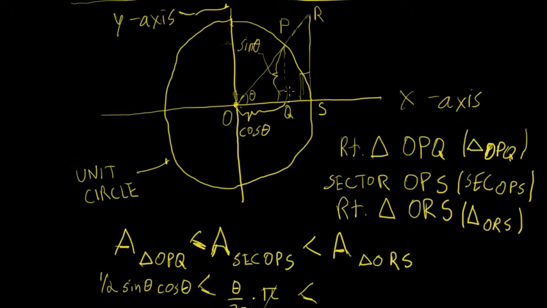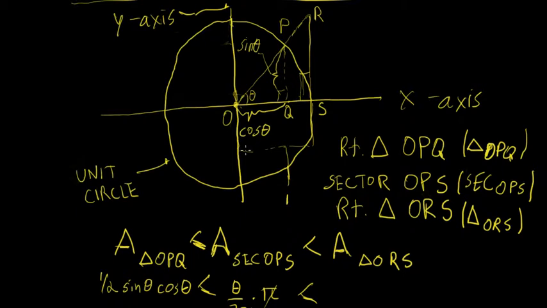But what about the area of this large right triangle, ORS? Well, OS, what's the best way to do this? This length here is 1, right? Because S is on the unit circle.